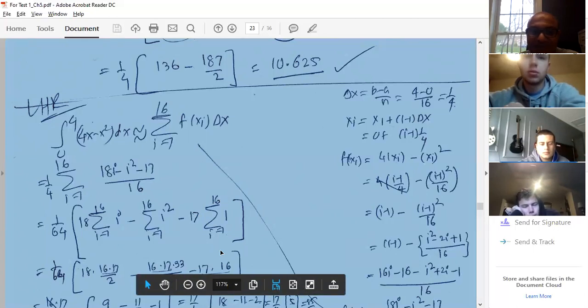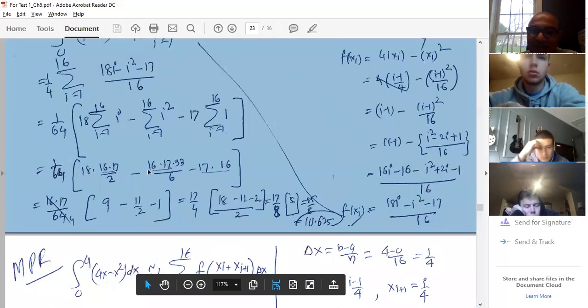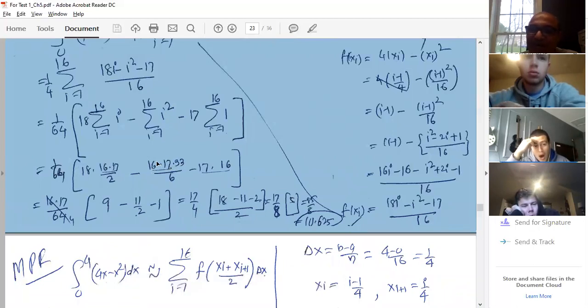And then summation of i square is n times (n plus 1) times (2n plus 1) by 6. n plus 1 is 17, 16 plus 1. 2n plus 1, 2 times 16 is 32, plus 1, 33, divided by 6.